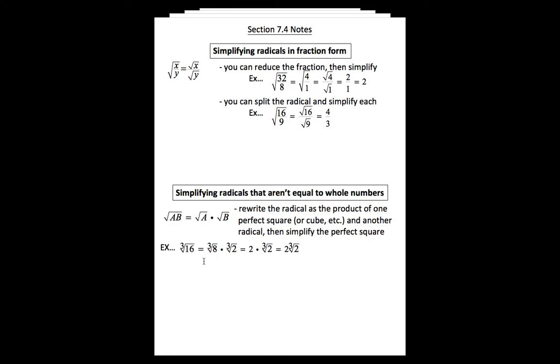So for example, the cube root of 16 is not a perfect cube. However, we can rewrite that as the cube root of 8 times the cube root of 2. And the reason I chose 8 times 2 as opposed to other multiples that multiply together to give you 16 is the cube root of 8 is the largest perfect cube that divides into 16. And so I can simplify the cube root of 8 to be 2. And so my final answer in simplest form would be 2 times the cube root of 2.